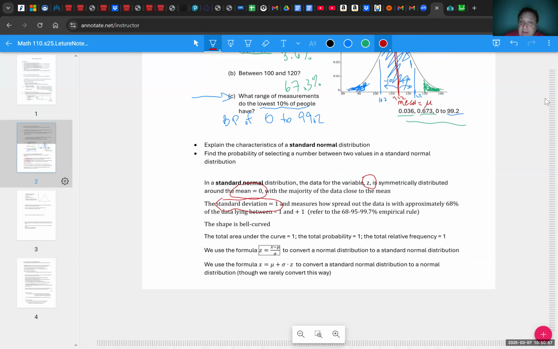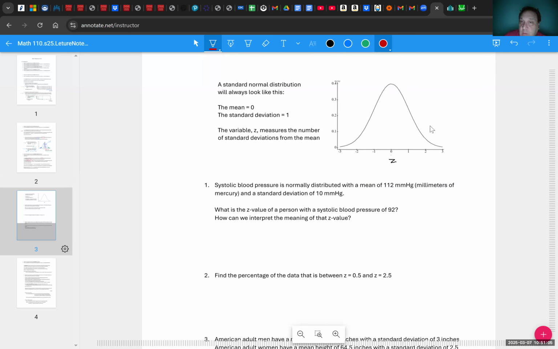The shape is also bell curved. I'll show you on the next page what it looks like. In fact, I'll just flip back to this in a moment. So I'll show you right here. This is what the standard normal distribution looks like. The mean is always at 0. So that's the mean of 0.